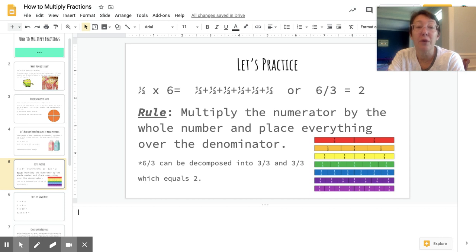So if you would multiply 1 times 6, multiply the numerator by the whole number, and get 6, and you would put it all over the denominator. Remember, denominators don't change. Place everything over the denominator, and you get 6/3. 6/3 equals 2, because 6/3 can be decomposed into 3/3 and 3/3, which equals 2 wholes. Or if you remember that fractions are division problems, this would be 6 divided by 3, which is 2. So lots of different ways that you can solve these problems.